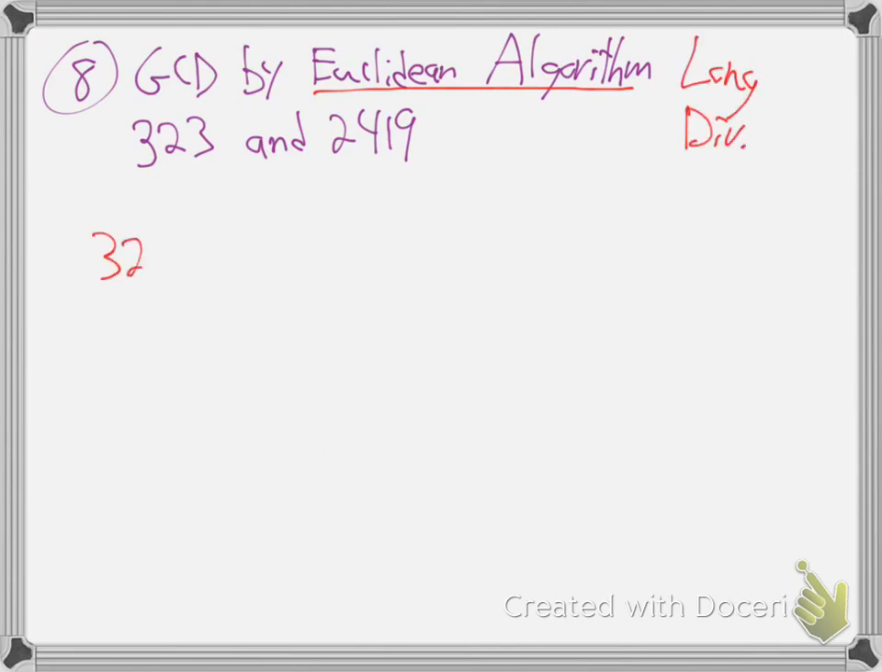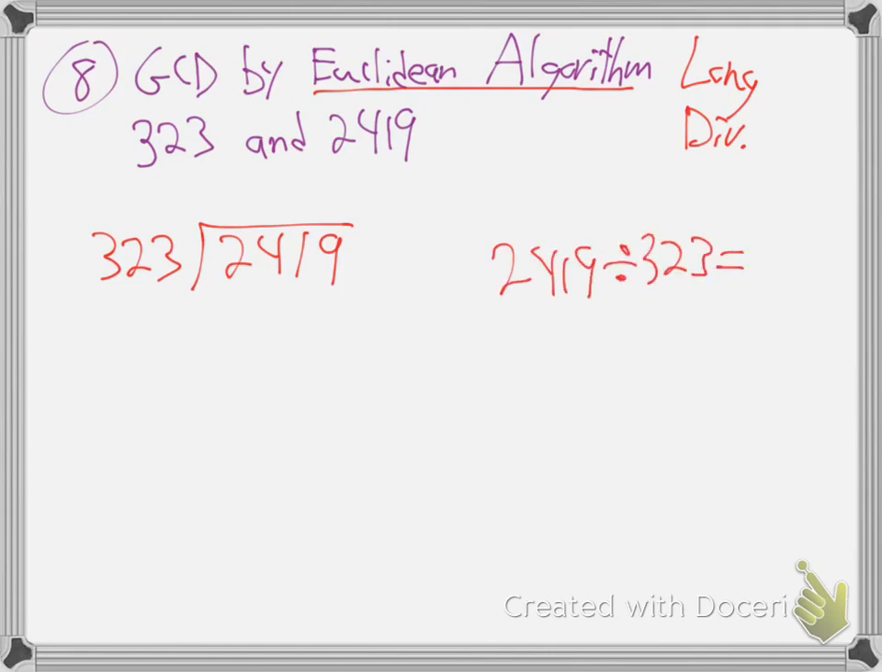So I'm going to take 323, and I'm going to long divide into 2419. That's what I'm going to do. I'm going to find the GCD this special way by long divide. Now, I'm not going to do it all by hand. Grab your calculator, right? We've got a calculator. Just take your calculator, take 2419, and divide by 323. Please tell me what the answer is there.